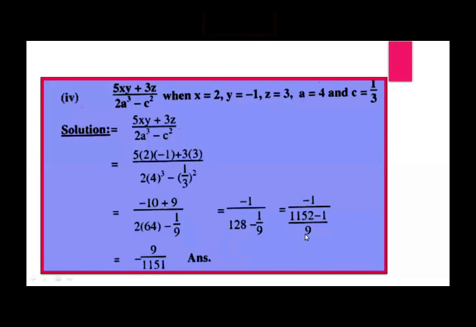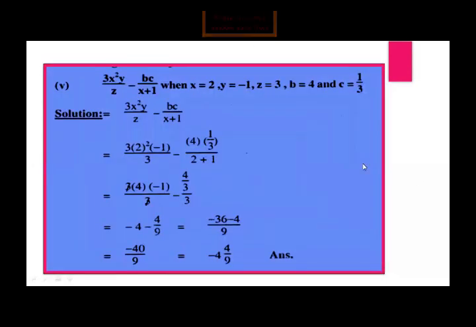Then divided by 9, we observe that there is reciprocal. So we find its reciprocal. That minus, plus will be minus. And find its reciprocal. Answer becomes minus 9 upon 1151.